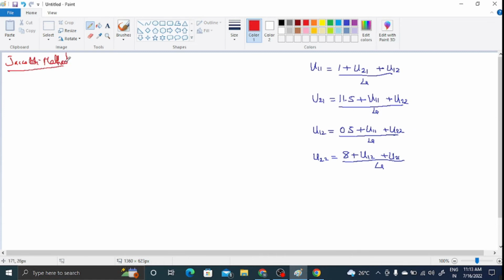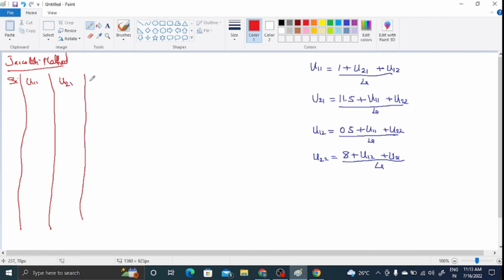So the Jacobi method is, so these are the equations. Assume that the initial values of all these variables are 0. This is the iteration number, this is U11, this is U21, this is U12, and the last one is U22.